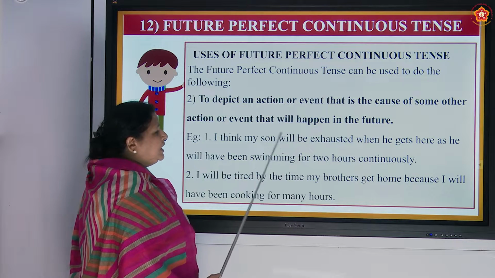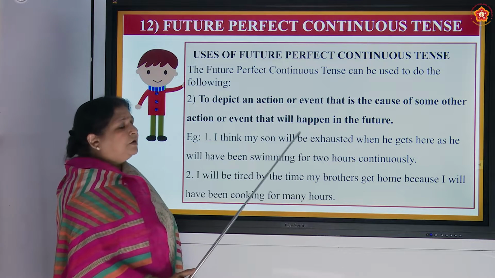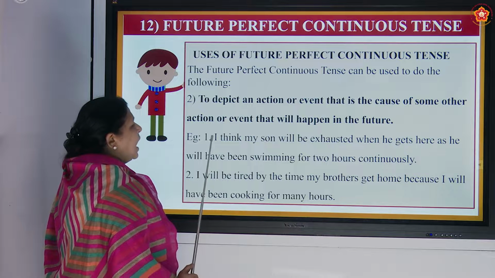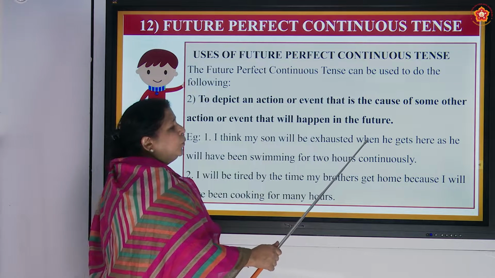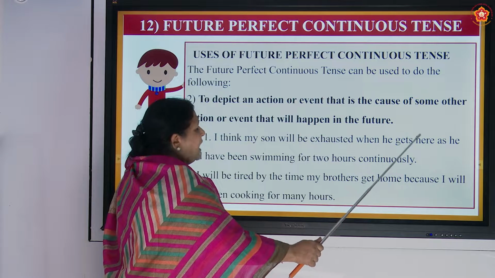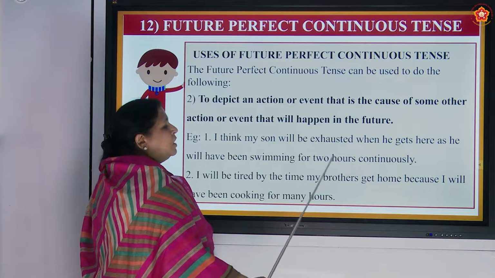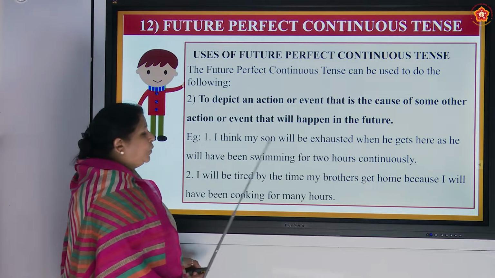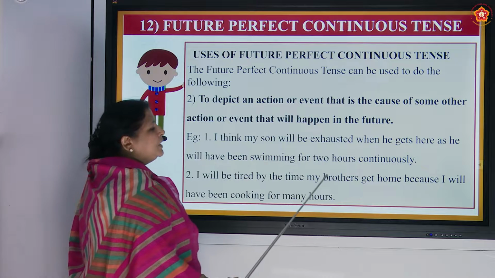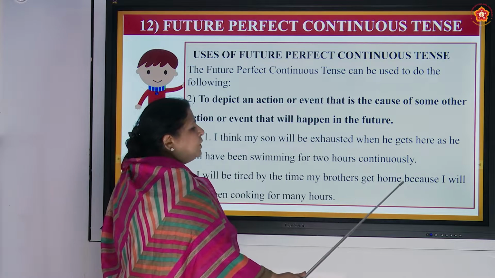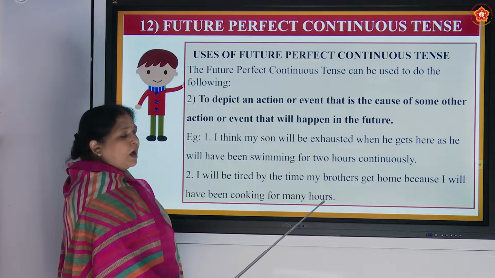So what she is telling is that he will be tired, okay, exhausted or tired, anything is the same. So, I think my son will be exhausted when he gets here, as he will have been swimming for 2 hours continuously. Okay? I will be tired by the time my brothers get home because I will have been cooking for many hours. Okay?